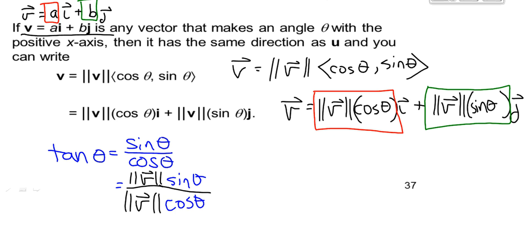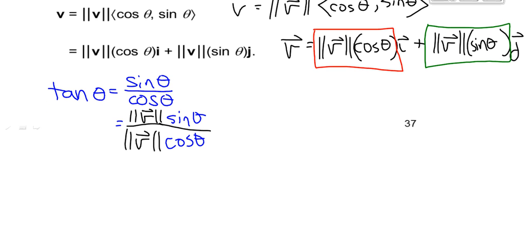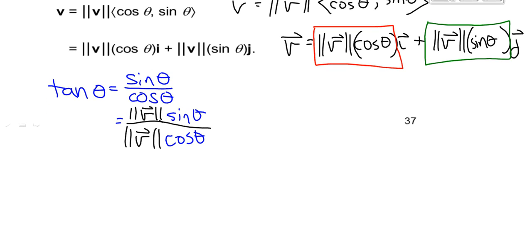And then what can I replace the magnitude of V times sine theta with from way over in the top left? What is the magnitude of V sine theta equal to? B. And what is the magnitude of V cosine theta equal to? A. So what that gives us is a very nice little ratio that says the tangent of theta is going to equal B over A.